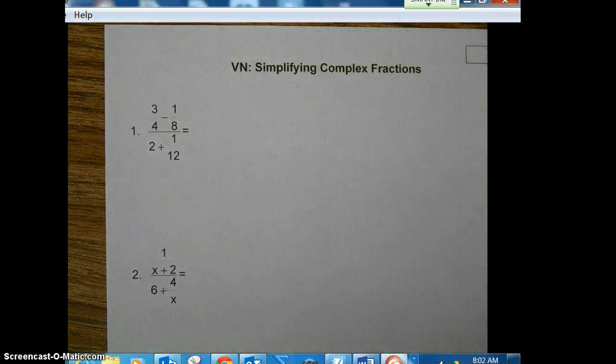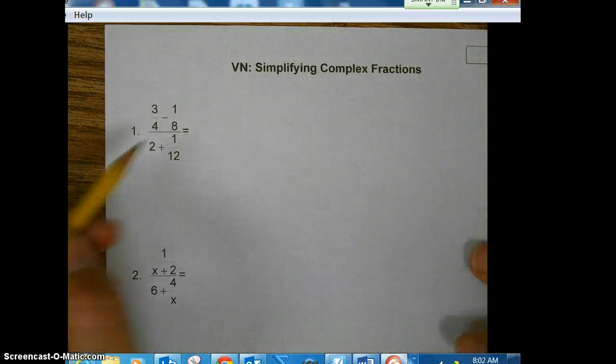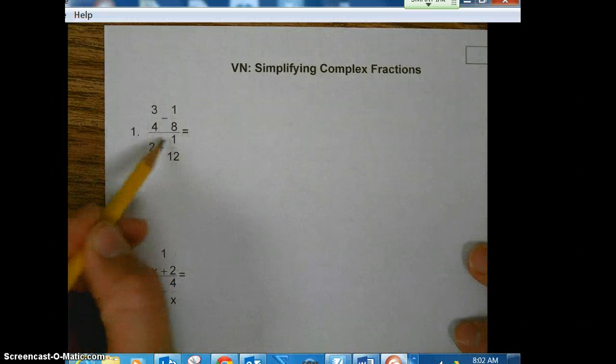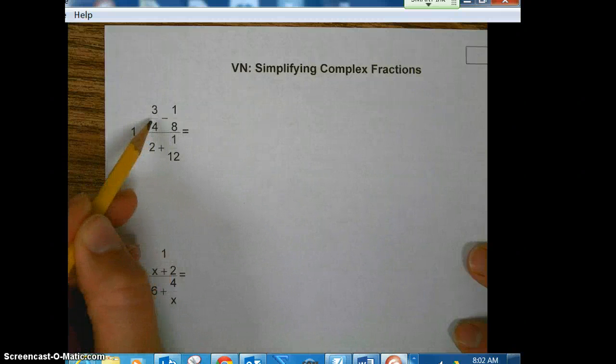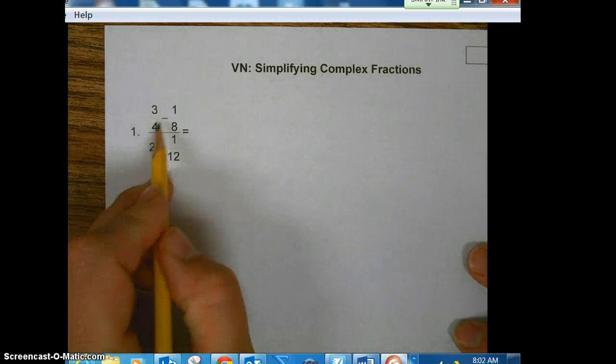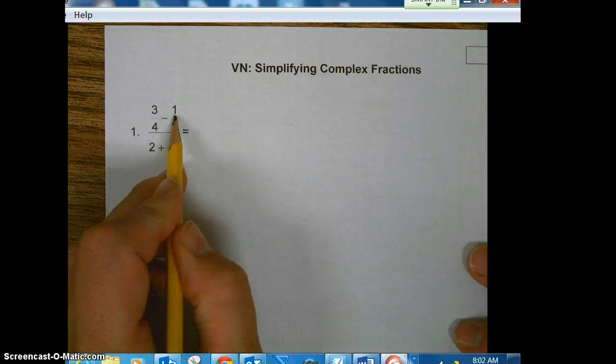Good morning. Today we're going to be simplifying complex fractions. So the first thing we look at when we simplify is, is there anything that we can do in the numerator? Remember, this is a group. And so we have 3/4 minus 1/8.